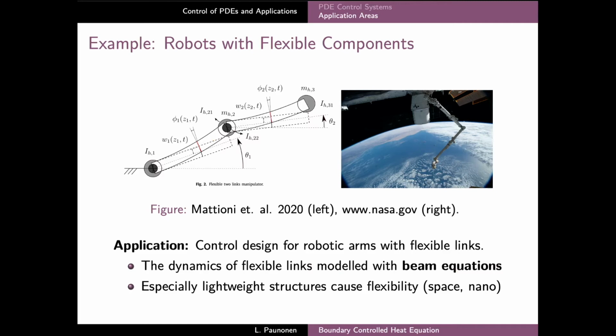And situations where the flexibility of the robotic arms cannot be neglected arise, for example, in space engineering, where the combined large scale of the structures and lightweight materials make the robotic manipulators increasingly flexible. On the other hand, the same situation appears in nanoengineering, where the extreme small size and thinness of the materials make the robotic manipulators flexible as well.